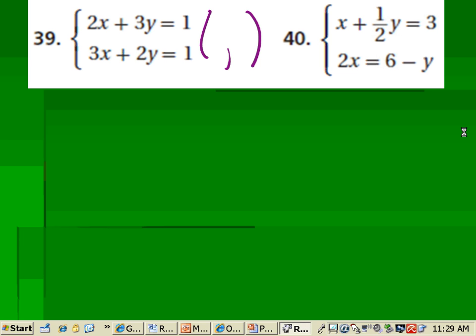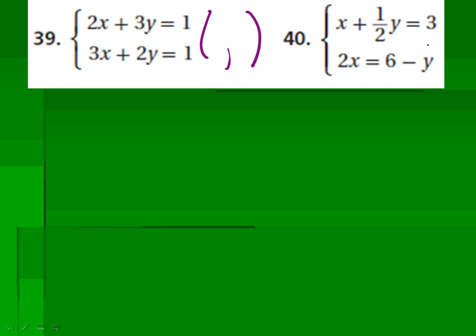Number 40 is a really important problem. If you look at number 40, you will notice that it's not set up for anything. I have to set it up for either substitution or elimination. The first one is set up for elimination. So I think I'm going to rearrange the second one and take this y right here, move it to the other side so that I can do elimination. So I'm going to add y to each side. X plus 1/2 y equals 3, and 2x plus y equals 6.